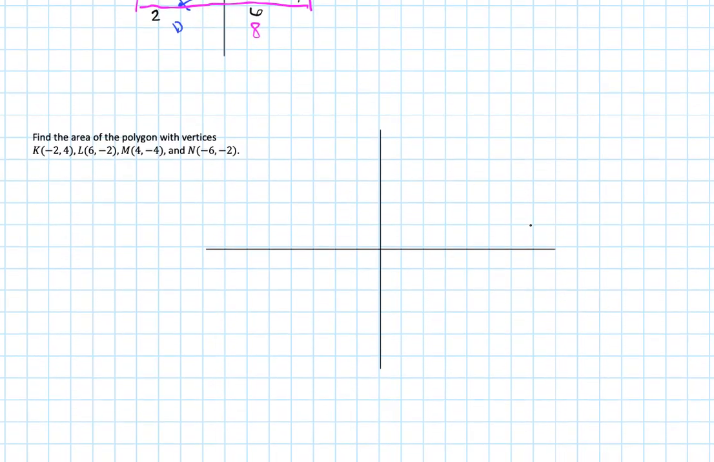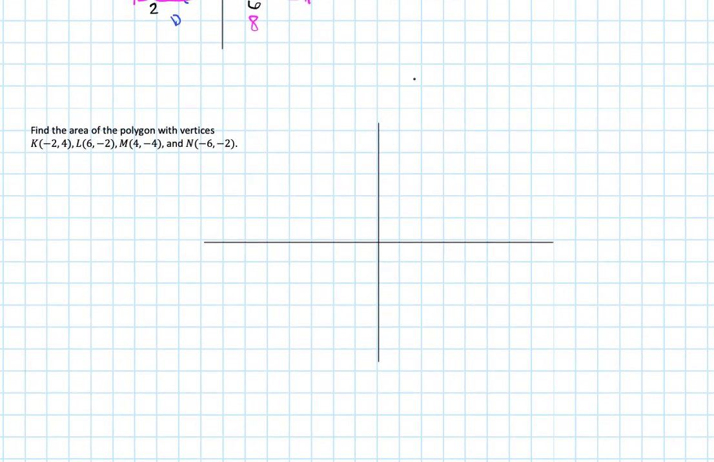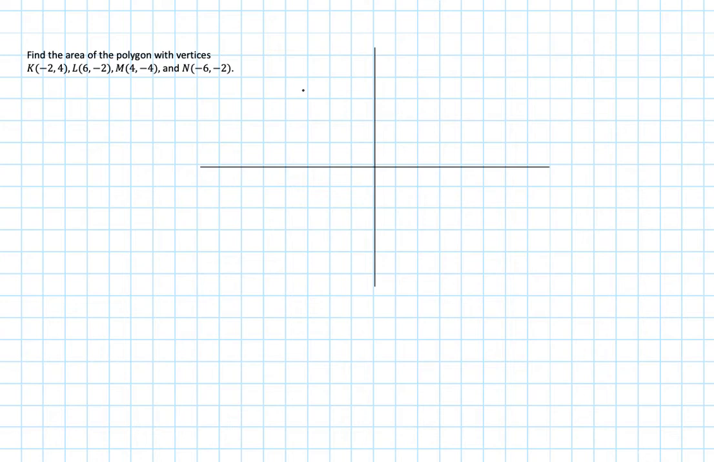I'll do one more with you. Let's find the area of this. Negative 2, 4 is K. 6, negative 2 is L. 4, negative 4 is M. And N is negative 6, negative 2.